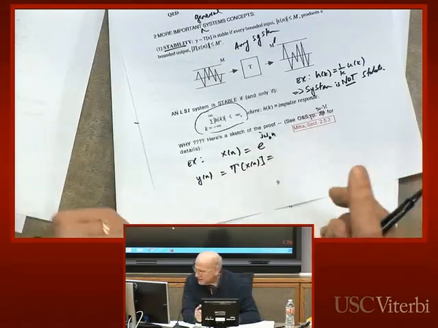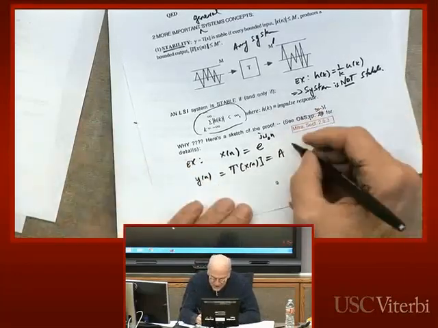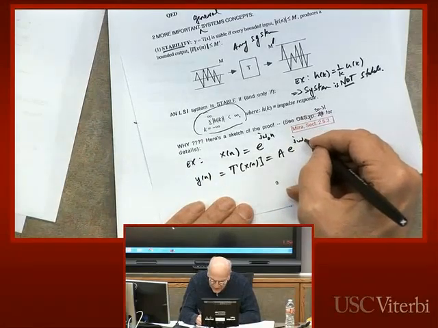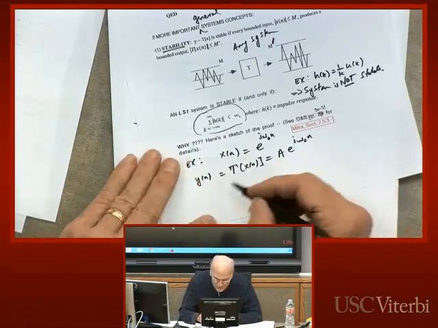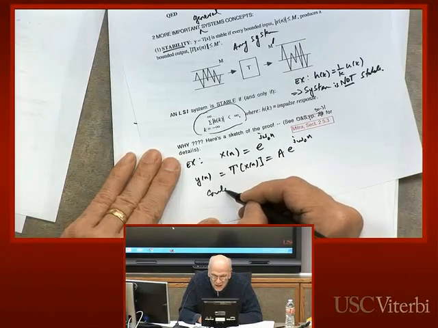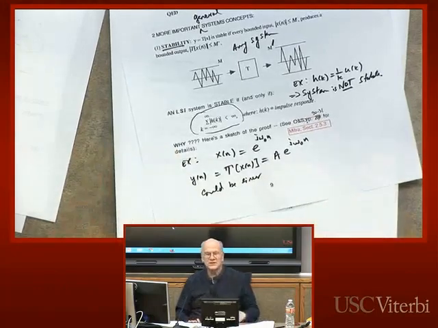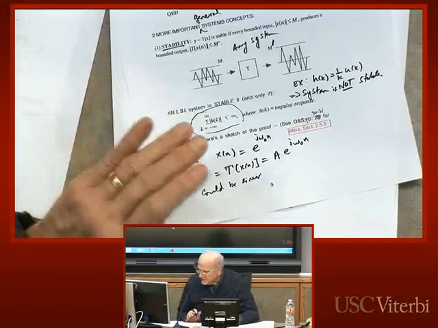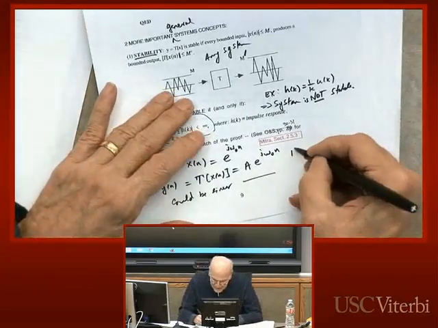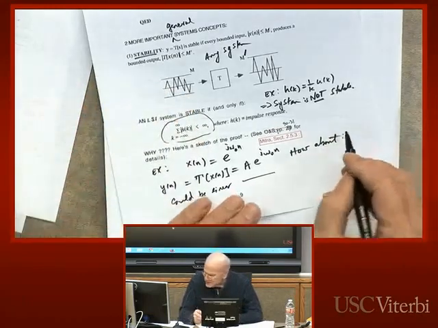Let me put it this way. Suppose the output of the system is e to the j omega naught n. Well, it turns out that could be linear. It depends, is that true for all x of n? But that could definitely be linear. But how about this example?